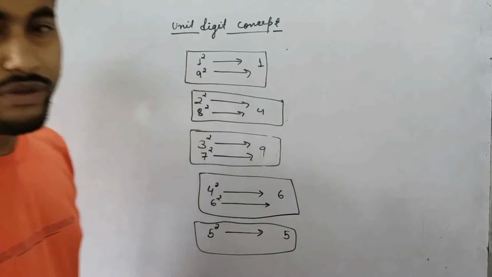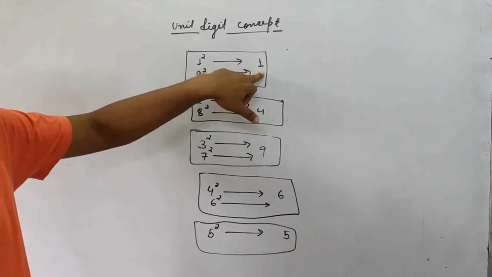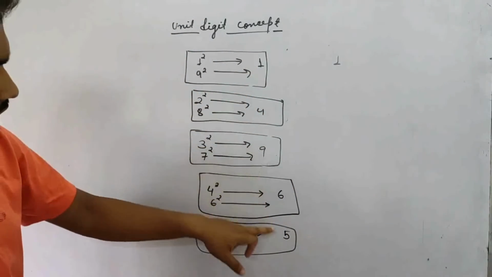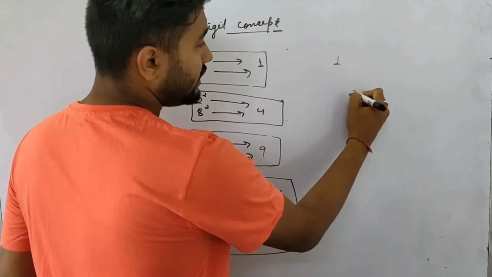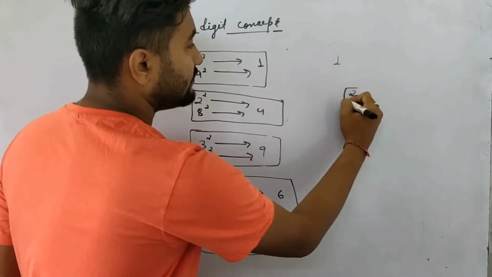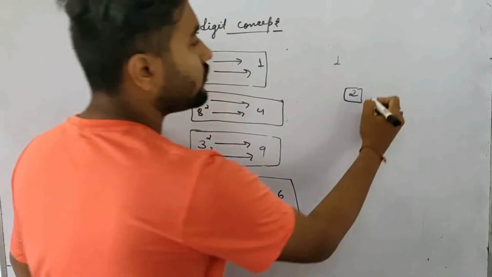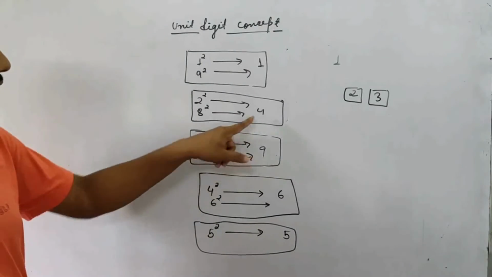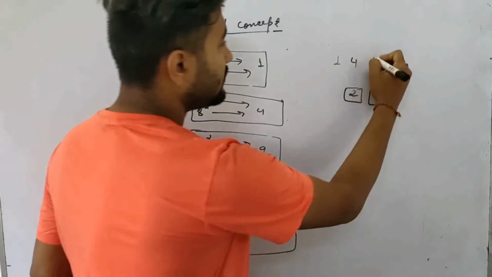From this what can we conclude? See, 1 is coming, right? 1 is coming, okay. Then 2. Is there any 2 over here? There is no 2, okay. Then 3. Is there any 3? 3 is also not there. Is there any 4? Yes, 4 is there. Is there 5? Yes, 5 is there.